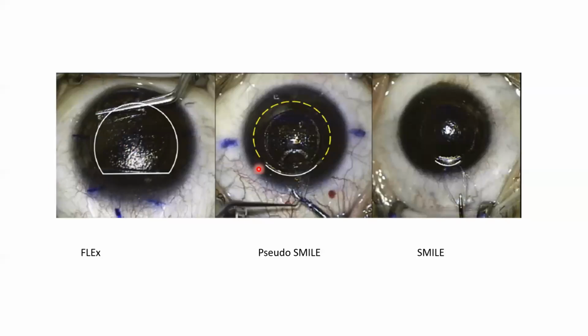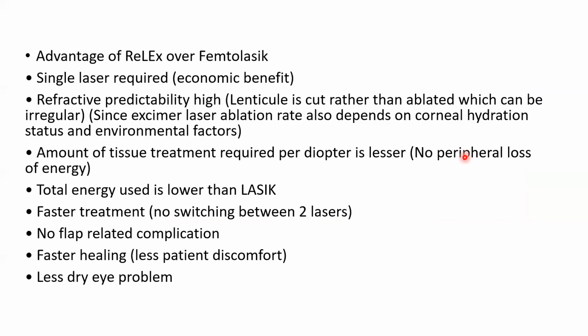In pseudo SMILE, the yellow dotted line indicates the demarcation of the femtolaser cuts. However, the entire flap is not lifted, but a 5 to 6 mm small incision is made through which the lenticule is extracted. In SMILE, as we know, only a small incision is made, from 2 mm to 4 mm, for extraction of the lenticule.